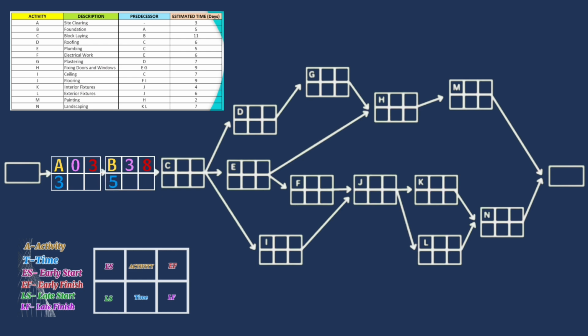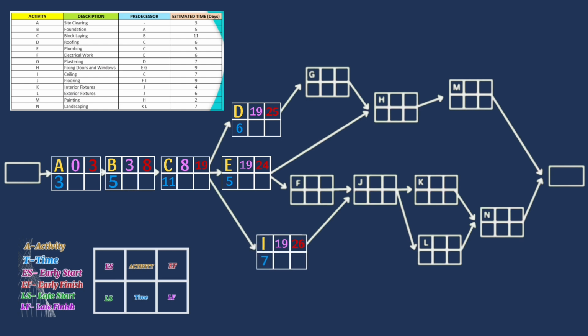Next is activity B, which needs activity A to be completed before it can start. Since the earliest finish for A is 3, the earliest start for activity B is 3, so 3 plus 5 is 8. For activity C, 8 plus 11 is equal to 19. On the other hand, activities D, E, and I are connected to activity C, so their earliest start is 19. First is activity D: 6 plus 19 is 25. For activity E, 5 plus 19 is equal to 24. While in activity I, 7 plus 19 is 26.